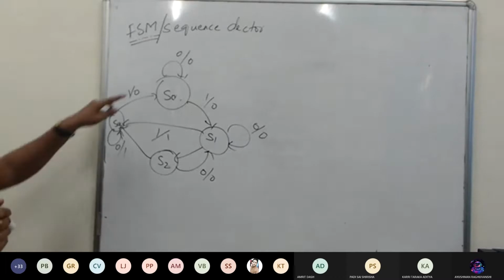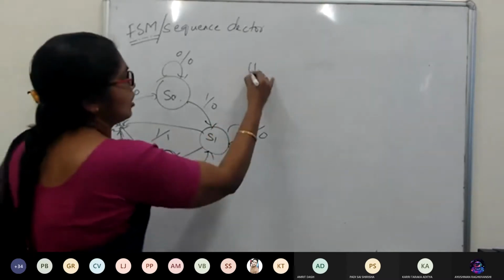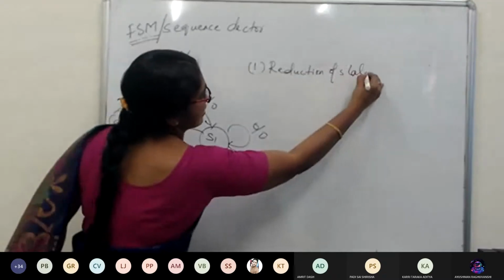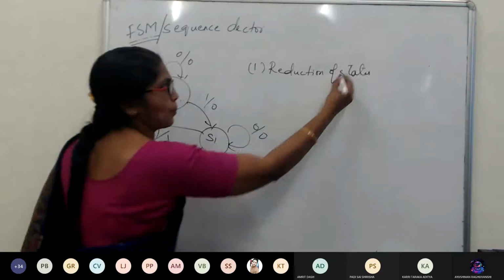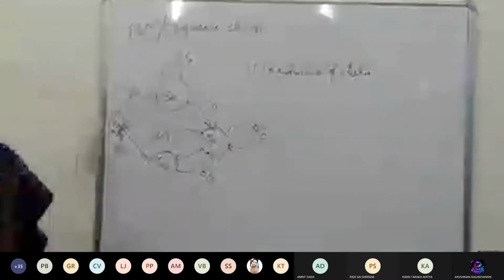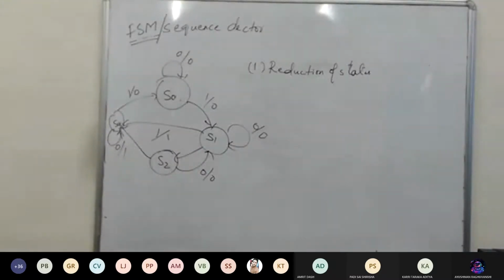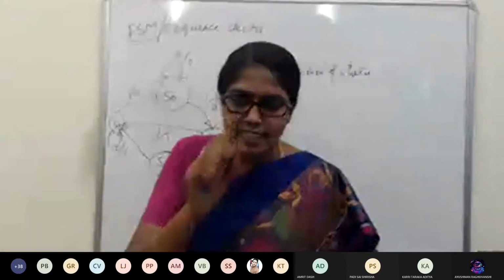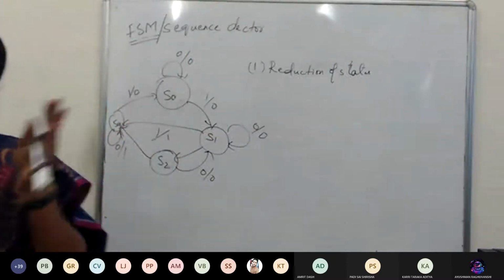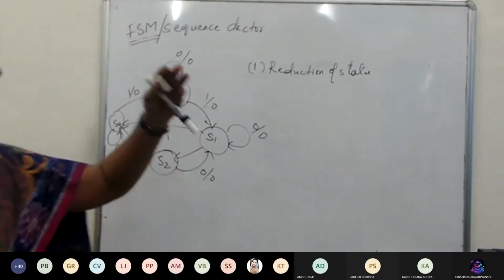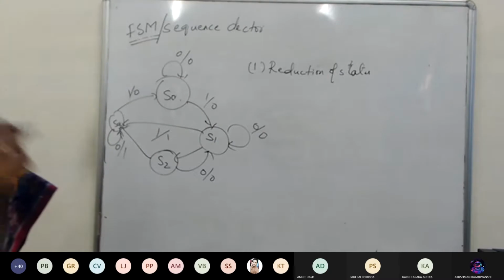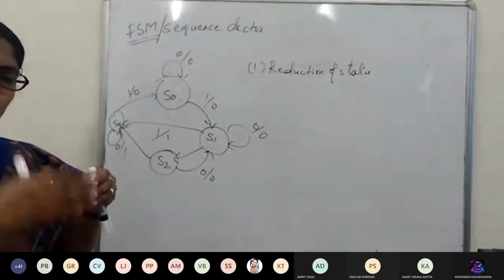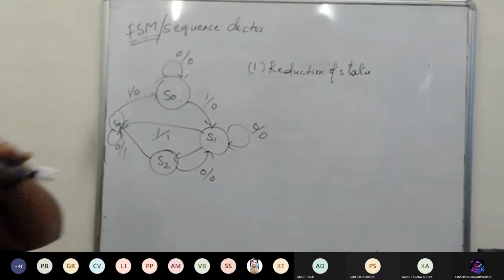First and foremost step, once the state graph is ready, is reduction of states, isn't it? Now this reduction of states is not a new topic. It has already occurred in our previous sequential circuits. What we have done there: any 2 states which are equivalent, in the sense that their next states and outputs are similar, we consider them as equivalent states, and we strike out one of the states and replace it with the other. In that case, the number of states will get reduced.